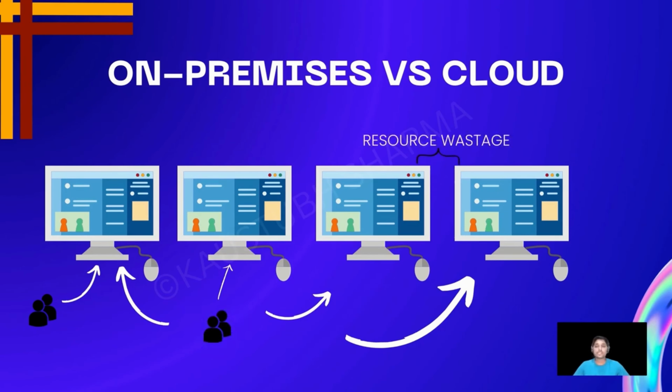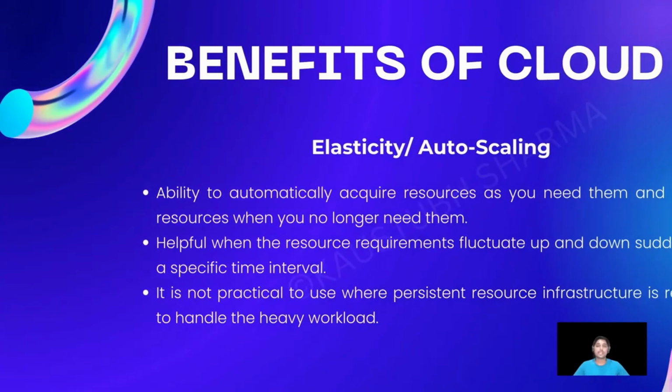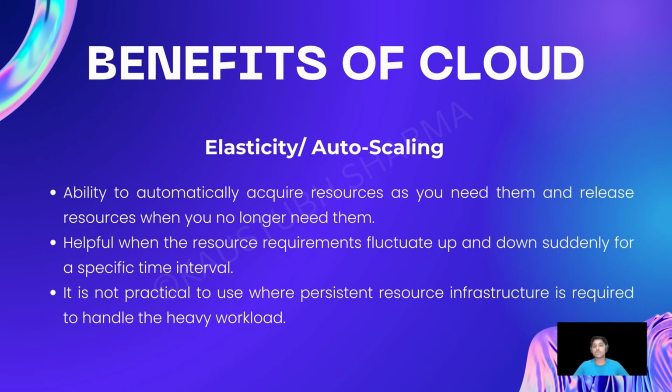The ability to automatically increase and decrease resources is known as elasticity. It is also known as auto scaling. It is helpful when you don't have a predictable workload and your resource requirements are fluctuating up and down suddenly.